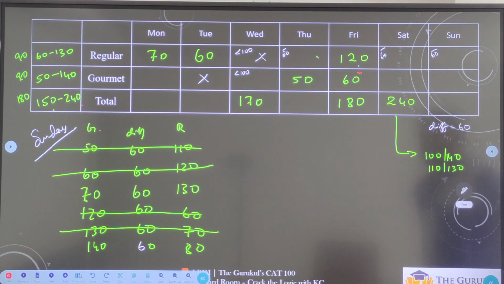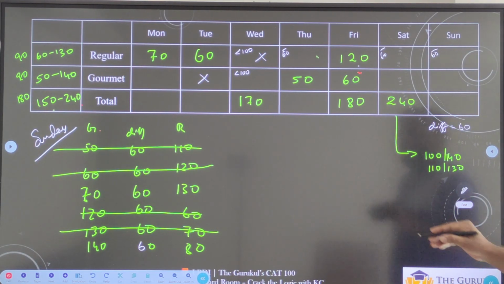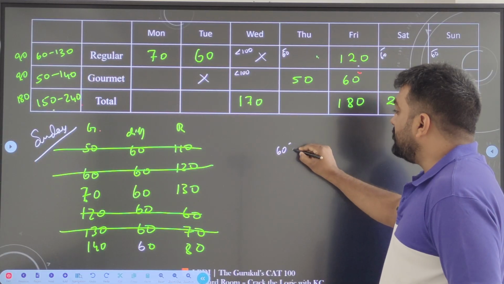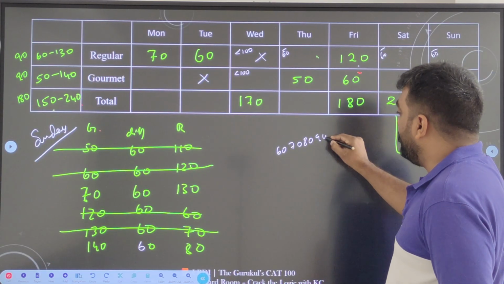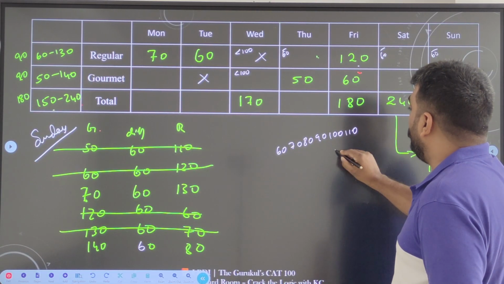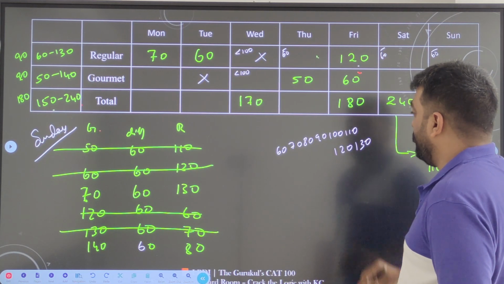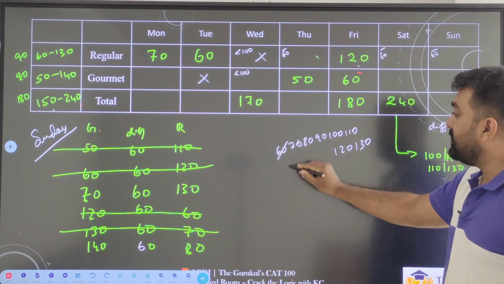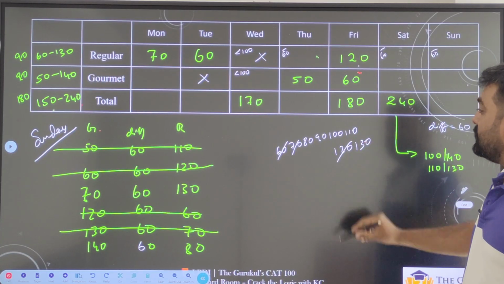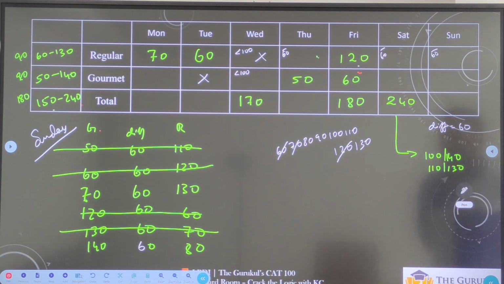Clear? Now, from 60 to 130, we have different numbers: 60, 70, 80, 90, 100, 110, 120 and 130. 60 is already completed, 70 is already completed, 120 is also already completed. We are left out with 80, 90, 100, 110 and 130. We need to place them somewhere. I know already median value is 90. So somewhere 90 is there and something less than 90 should come up.